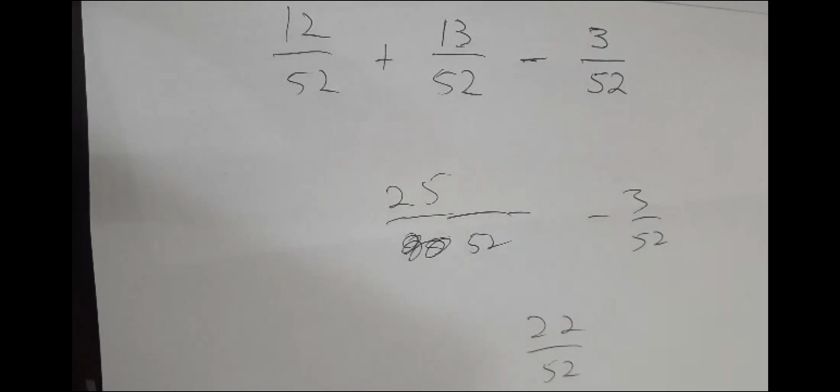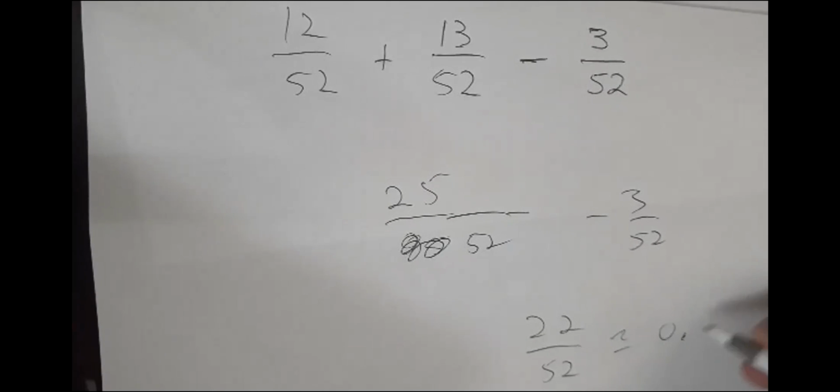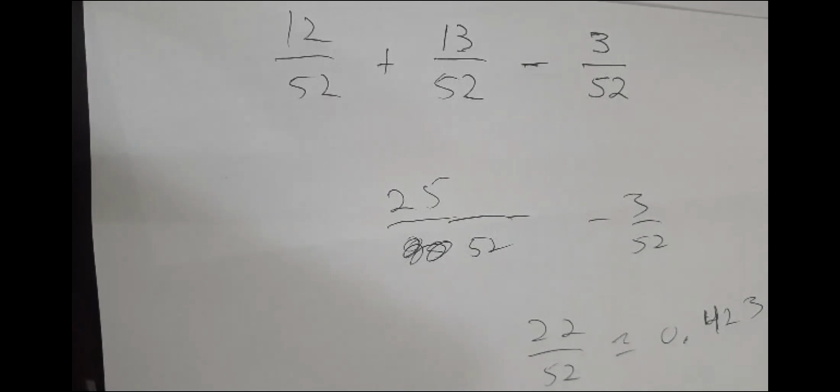Okay, if we do 2 and 2 out of 52, I think that's probably what they're going to have in the back of the book. But that is what, around 42%. 0.423, somewhere in that ballpark. Okay.